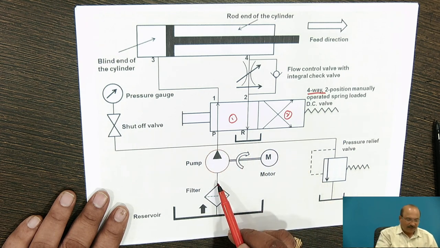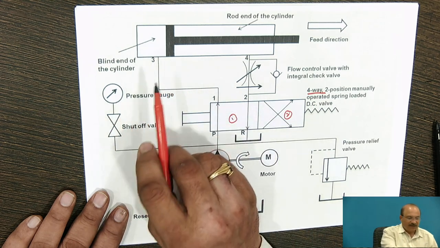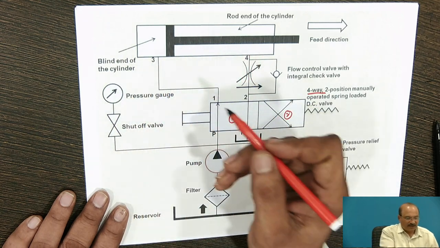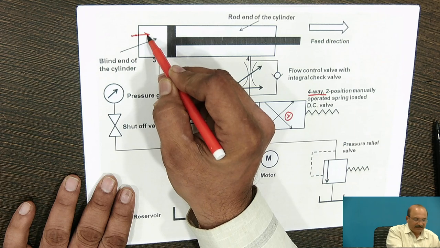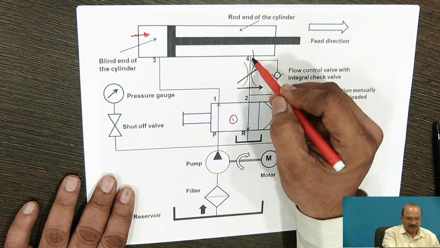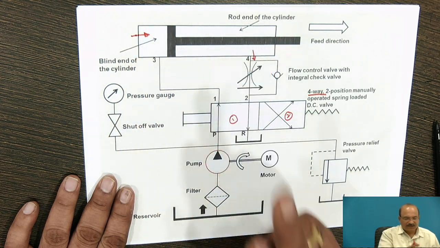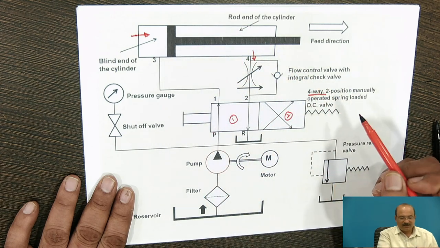The high pressure oil is going to pass this way, then it comes to the piston and cylinder arrangement. In this piston and cylinder arrangement, this is taken as an inlet, and this other one is taken as an outlet. So one position is an inlet and another position is an outlet. This is related only to the piston and cylinder arrangement.